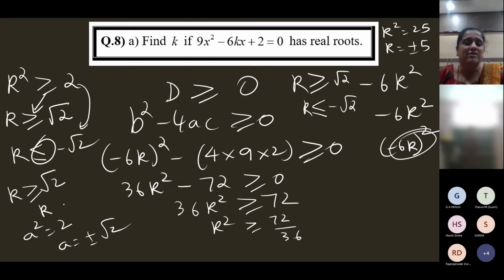And K will be less than or equal to negative square root of 2, minus square root of 2. There is no one value for K. There are so many different values for K for which this equation can have real roots. Imagine K greater than root 2. There are infinitely many numbers greater than root 2. There are so many values for K.